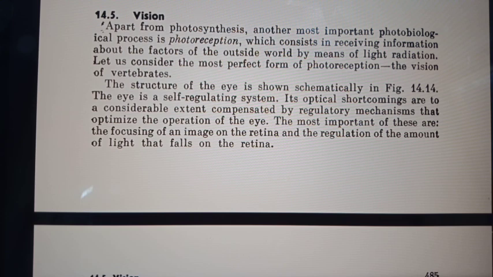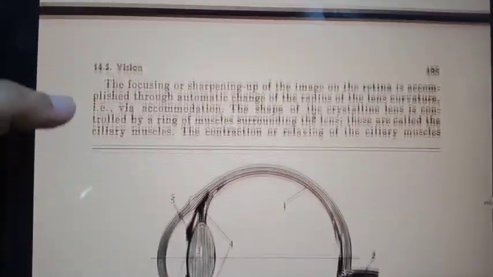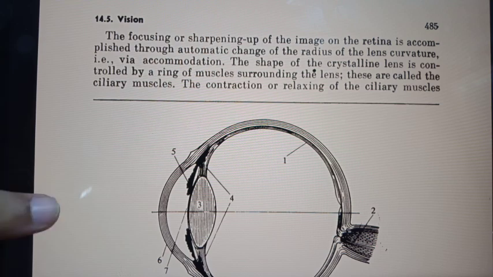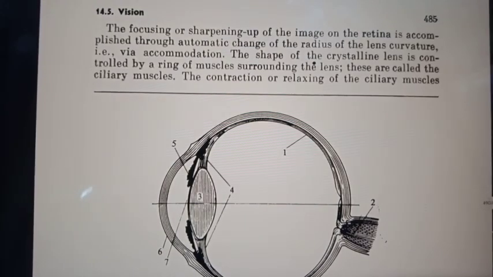The most important of these are the focusing of an image on the retina and the regulating of the amount of light that falls on the retina. The focusing or sharpening of the image on the retina is accomplished through automatic change of the radius of the lens curvature by accommodation.